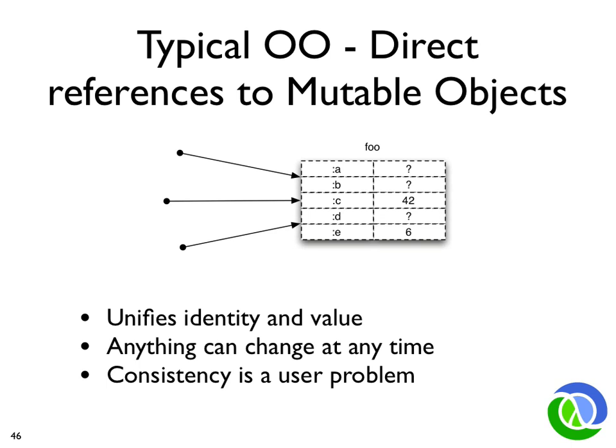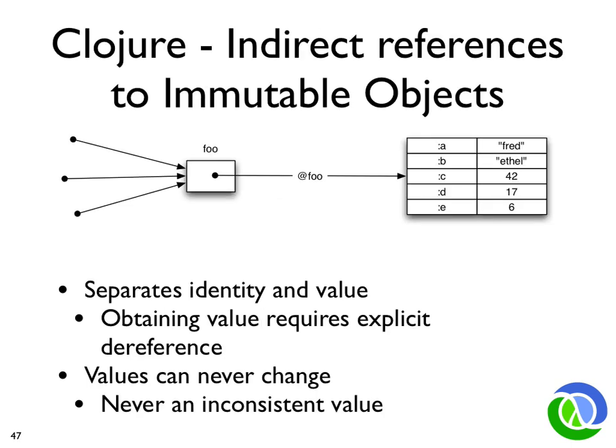Anything can change at any time, and the consistency problem goes to the users. So what do we do instead? We have the programs refer to the identity, and the identity is that cell, okay, that reference. And that, in turn, points to some immutable aggregate thing. Could be a Clojure vector or map or any of the Clojure stuff. So now we've separated identity and value. If you want to obtain the value, you need an explicit dereference.